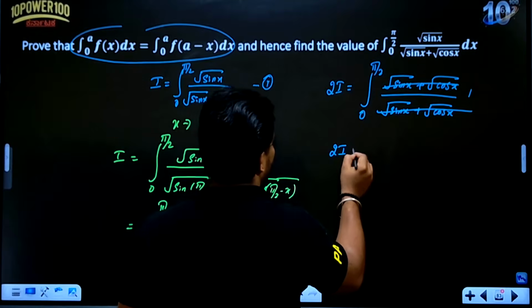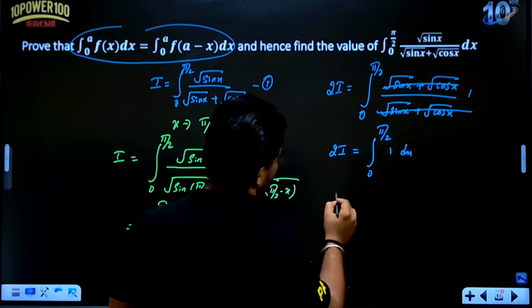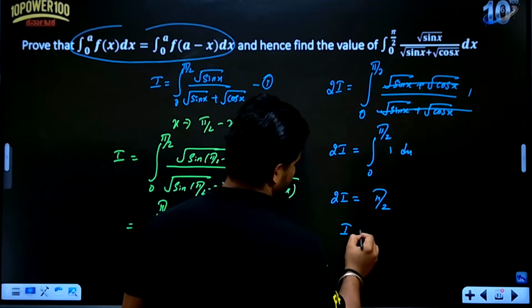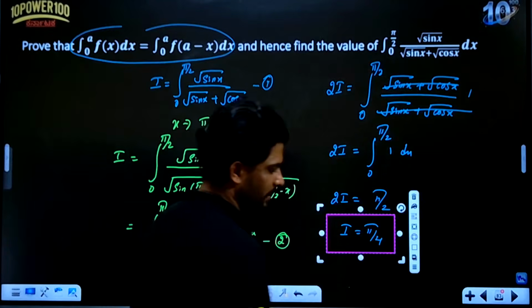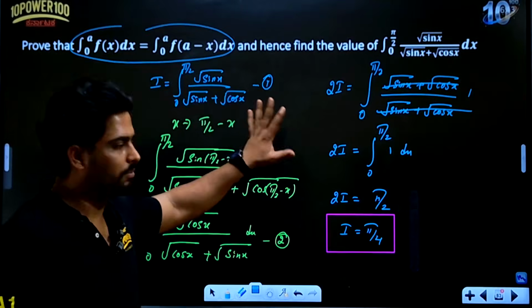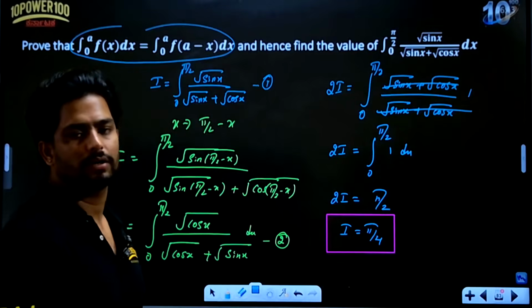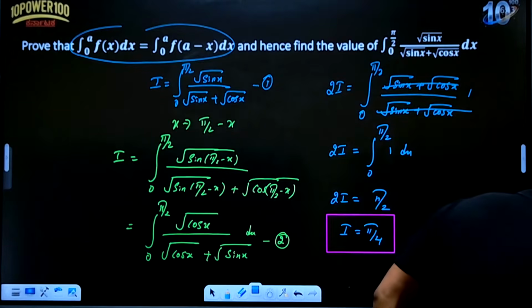So 2I is equal to the integral from 0 to pi by 2 of 1 dx. Now 2I is equal to pi by 2, so I is equal to pi by 4. So pi by 4 is the answer. Okay? So simple concept. Most of the time, the questions will be like this only. So follow these methods to get full marks here.